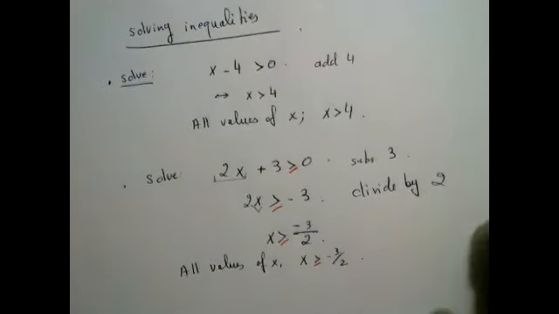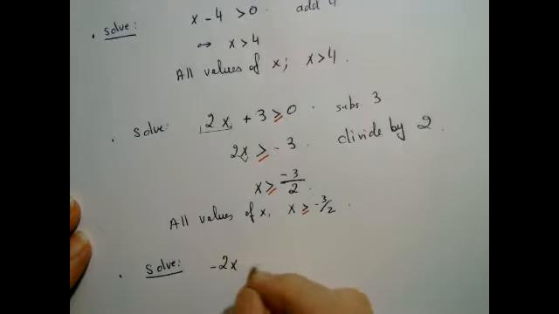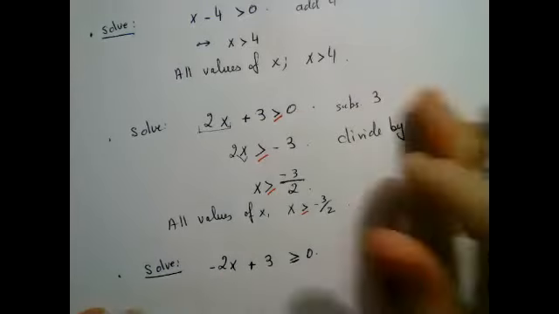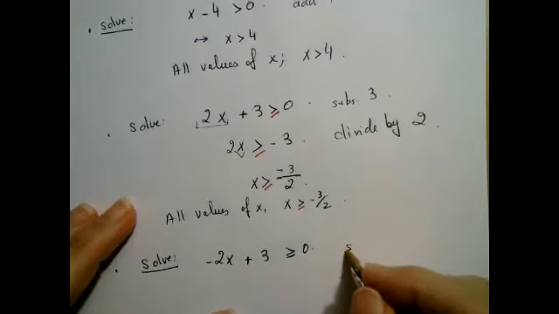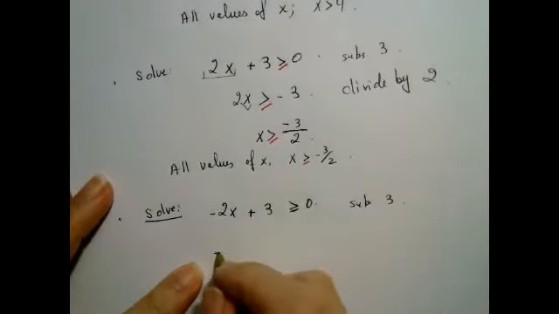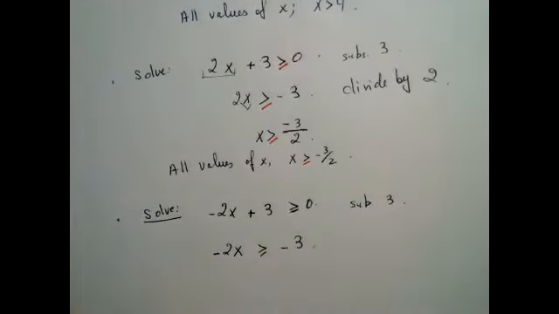Now we're going to do one more along the same line. Suppose I ask you to solve the following. Minus 2x plus 3, again, positive or equal to 0. So I made a small change in here. And let us say we follow verbatim the approach from before. I'm going to take away the 3. And this would give me minus 2x larger or equal to minus 3.